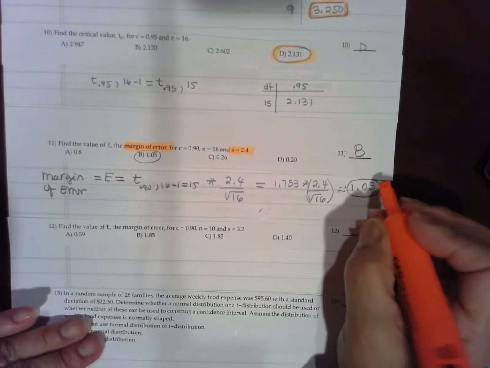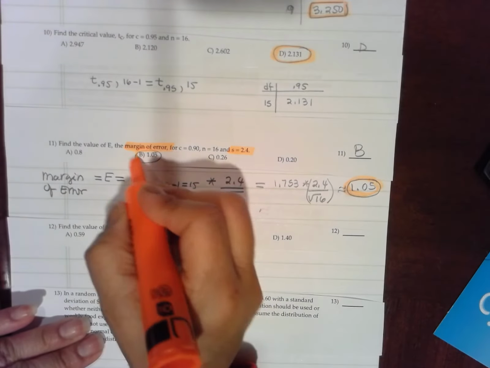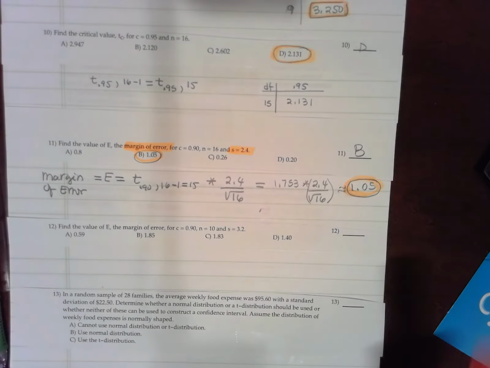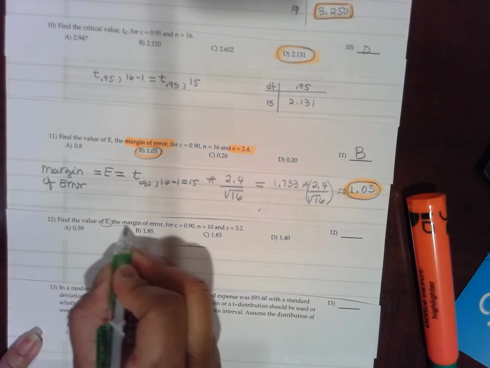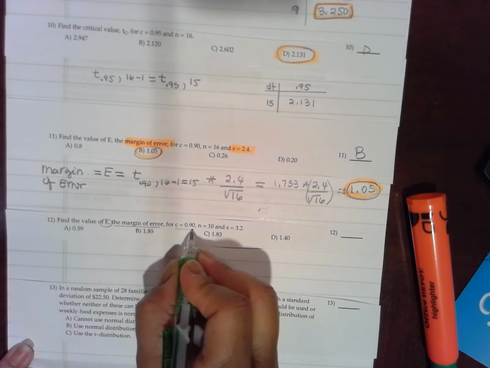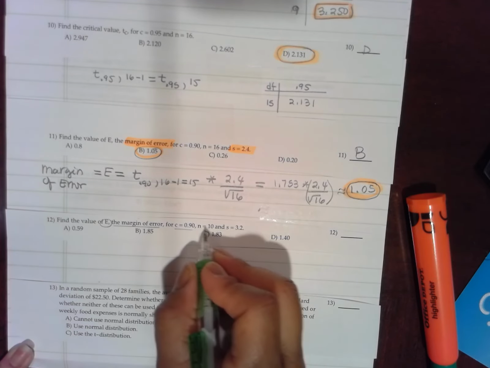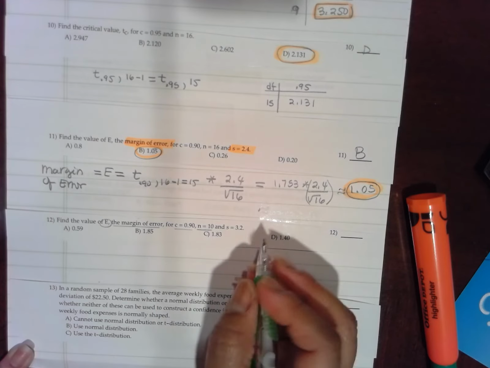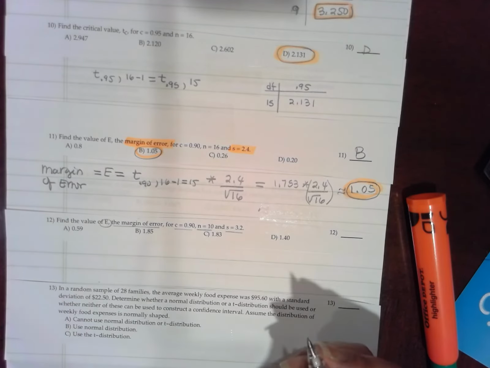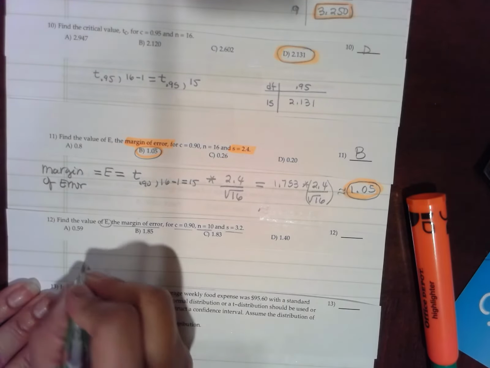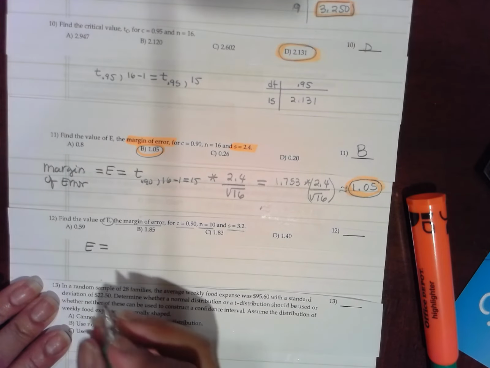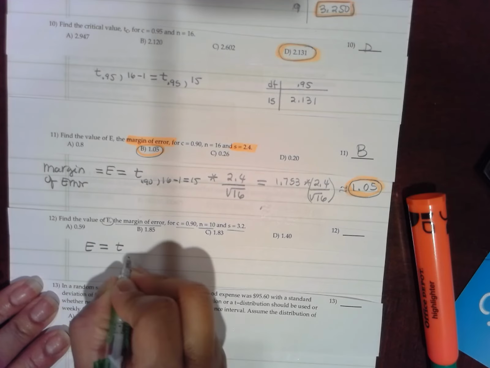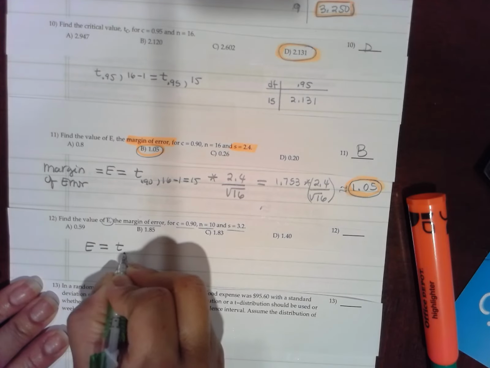So we make sure we make it orange before we move on. So the next question, number 12, says find the value of E, the margin of error, for the confidence of 0.90. N is 10, the sample size, and the sample standard deviation is 3.2. So margin of error, again, refers to E. So we have to find the t value at the 0.90.